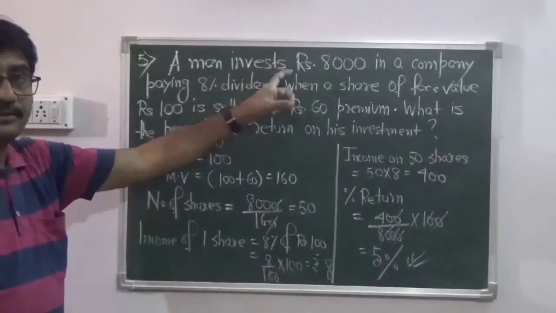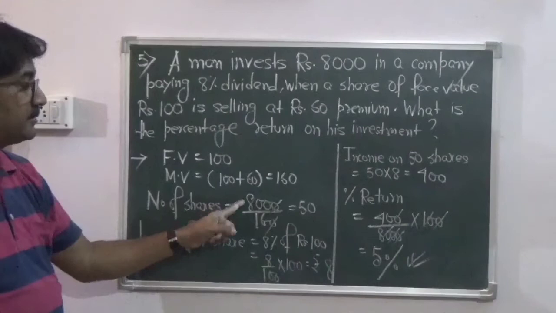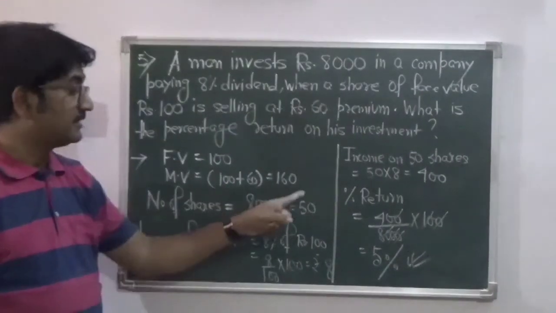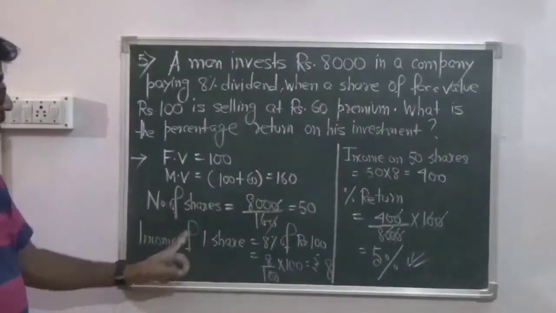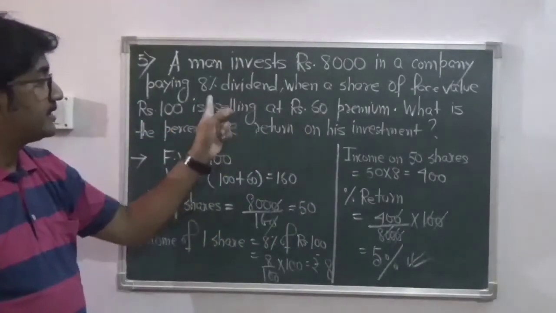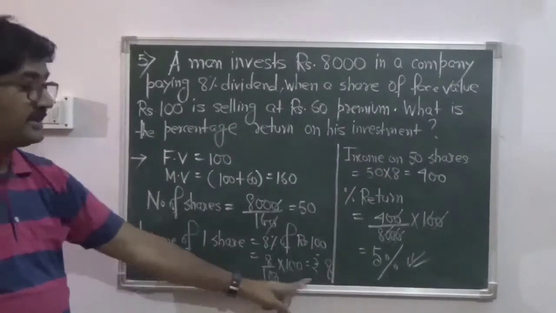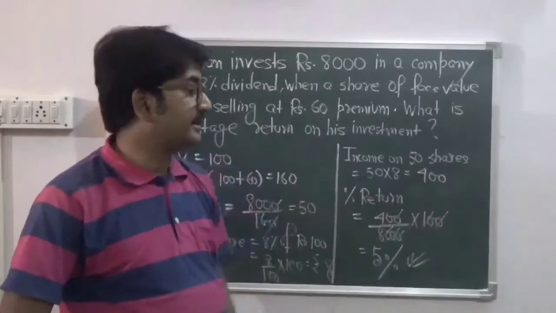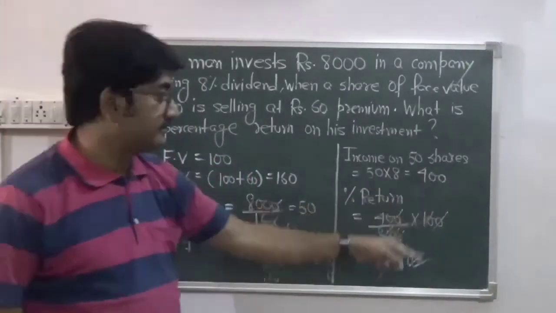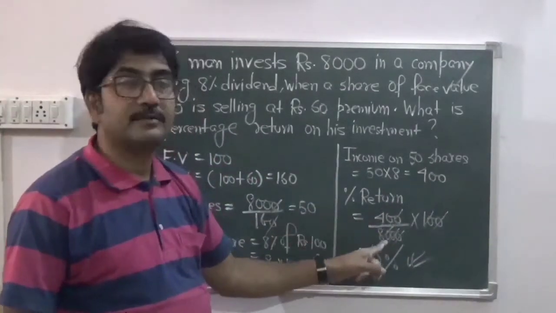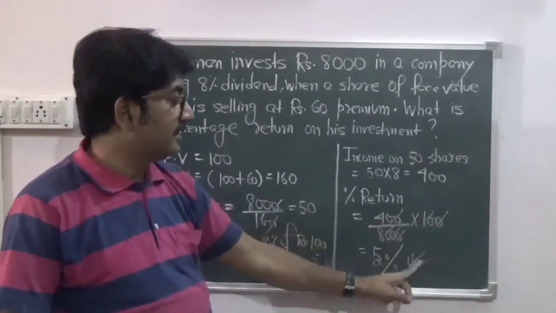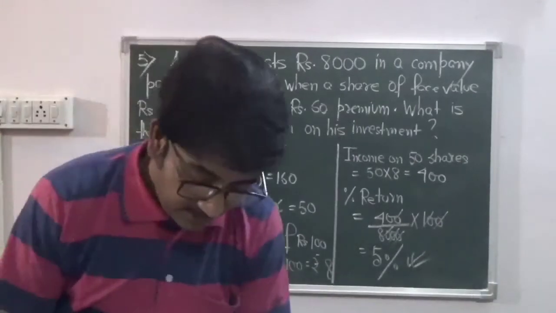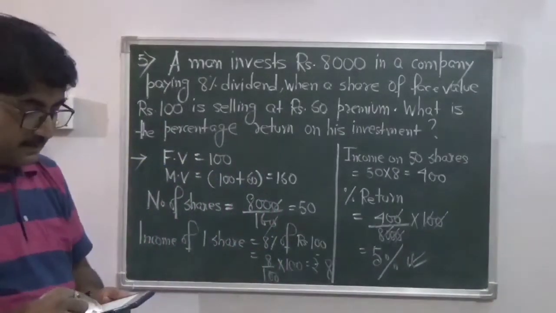The number of shares is unknown here, so the number of shares will be the total investment by the investment on one share, that is the total market value by the market value of one share, that is 50. Now the income on 1 share: the income is 8% on the face value, so that comes to ₹8. So the income on 50 shares is 400. Then what is the percentage return? That is the total income, 400, divided by the total investment, into 100, that comes to 5%. Okay. Now we can move on to the next question here.